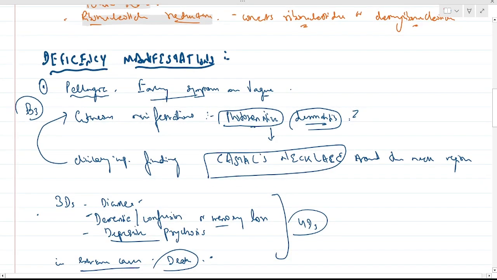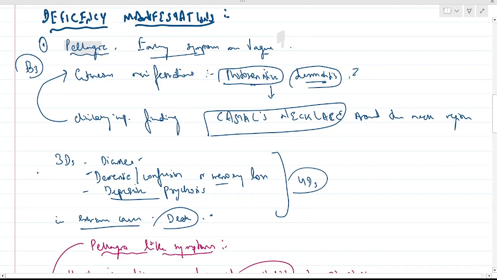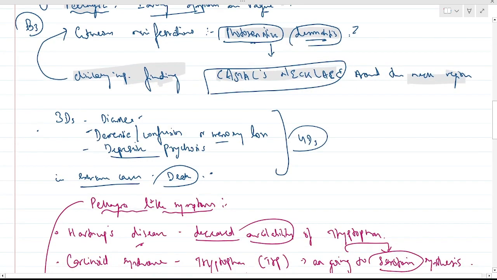Then we come across the deficiency manifestation. The first one, the most probable one, is pellagra. In this the early symptoms are vague. There is cutaneous manifestation in form of photosensitive dermatitis. This is observed as the Casal's necklace around the neck region. It's a very important clinical finding. You see there is a type of necklace formed.